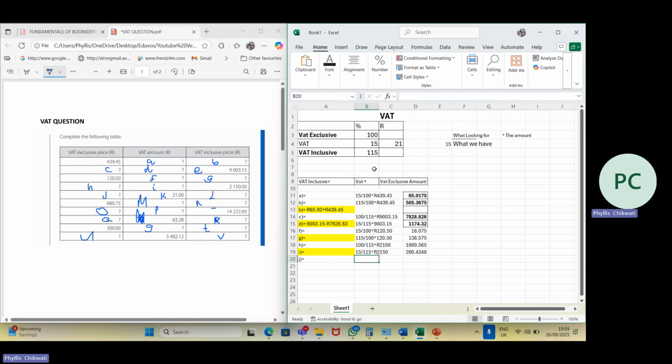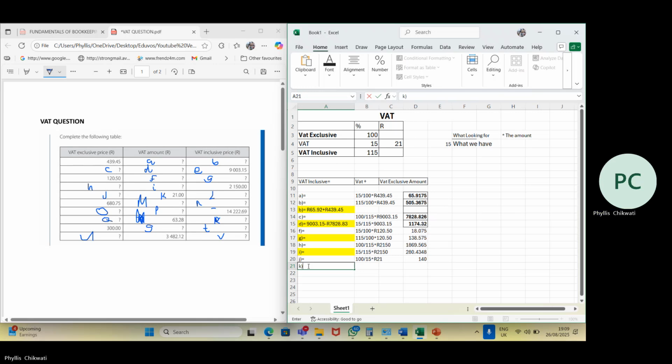where is J? Okay, so with the J, I'm going to say this is my cost, right? So therefore, I'm going to say 100 over 15. Why 15? Because actually we do have a rand value of our VAT. Then we times that by 21 rand. Okay. So how much does it give us? So our VAT exclusive amount is going to be 140 rand. So let's just go for K.